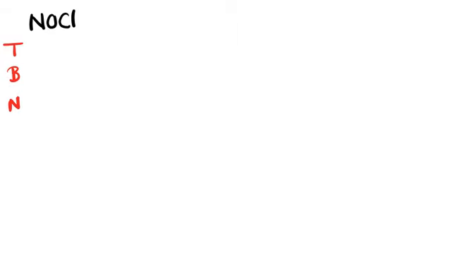TBN: nitrogen 5, oxygen 6, chlorine 7. So we have a total of 18 valence electrons. One question: which one is going to be the central atom? I told you, the element on the left side. So nitrogen, oxygen, Cl. You may write nitrogen as the central atom because on the left side of the periodic table it has more metallic properties.